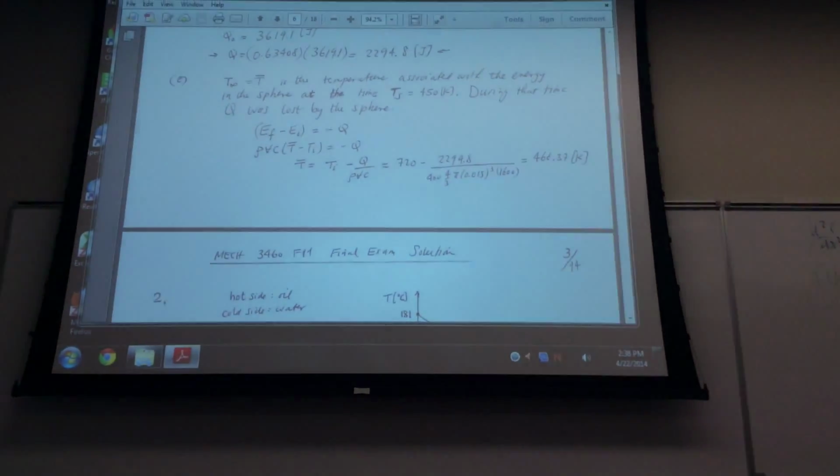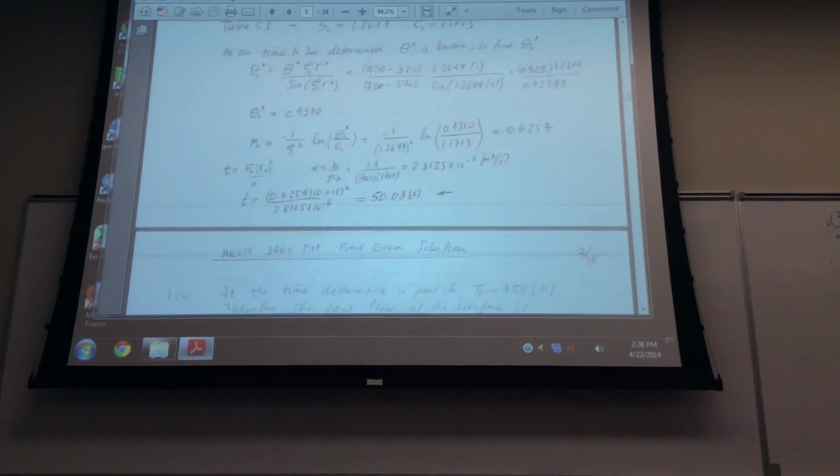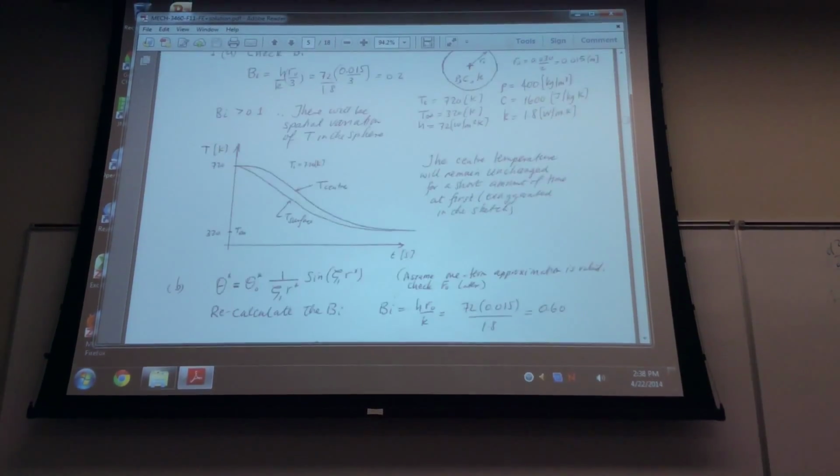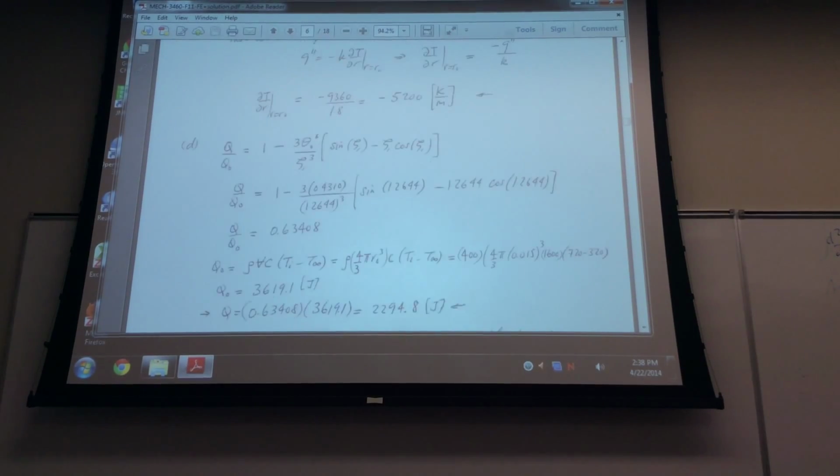That's this one. Okay, so which number is it? It's number 2. Okay, so do we want to go to the solution, or do you want to go to the problem? Yeah, we can go to the solution.